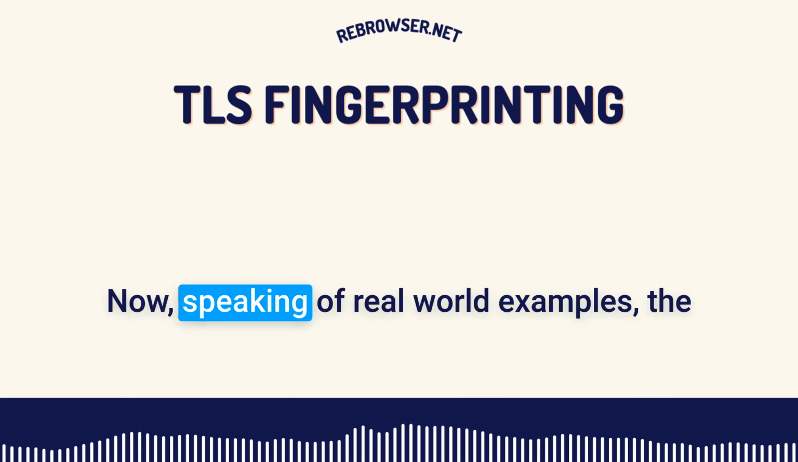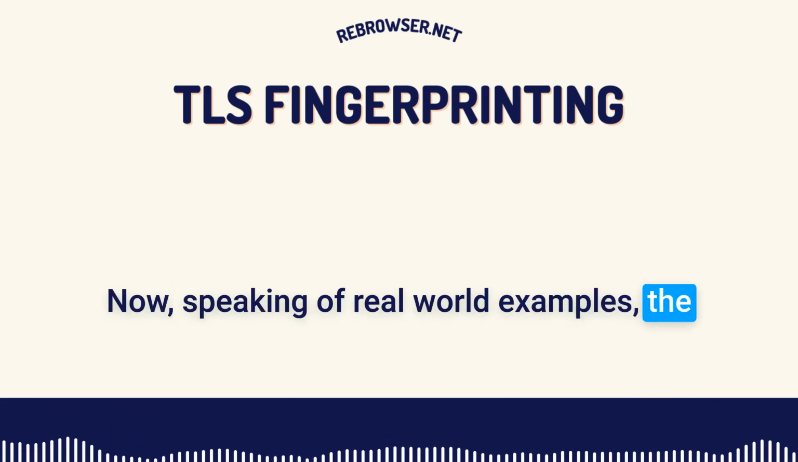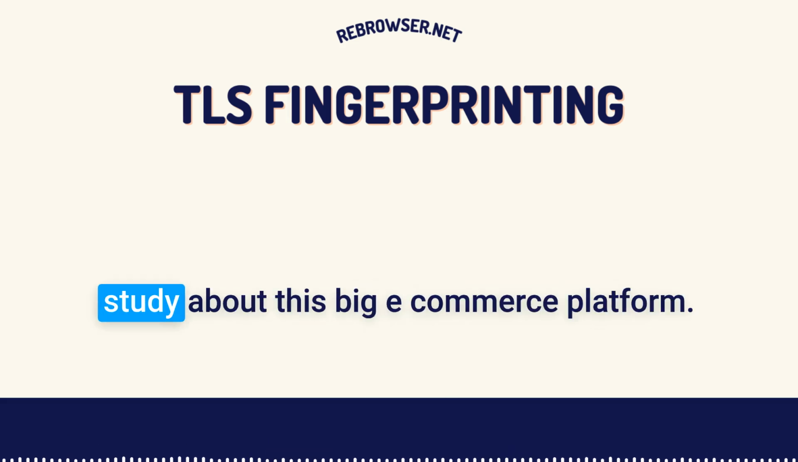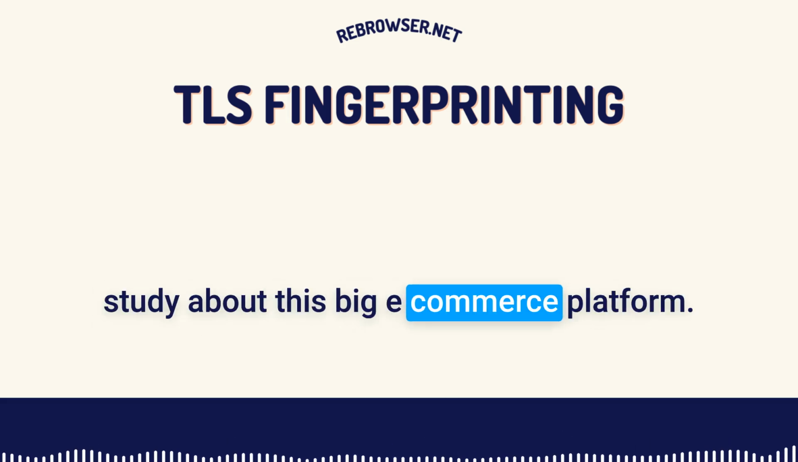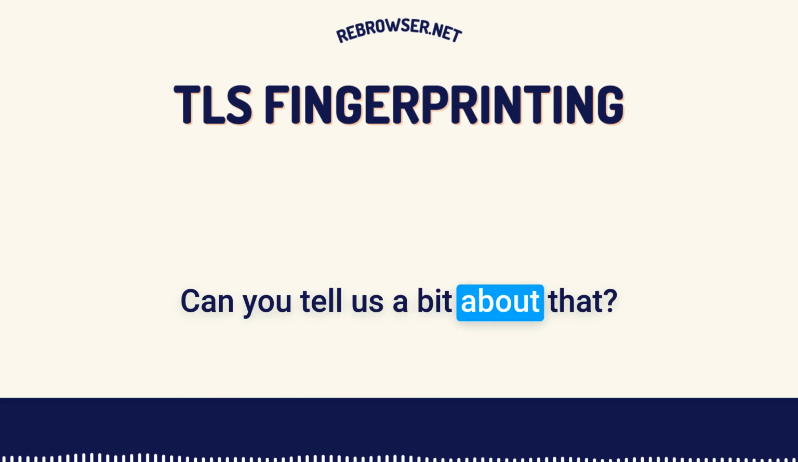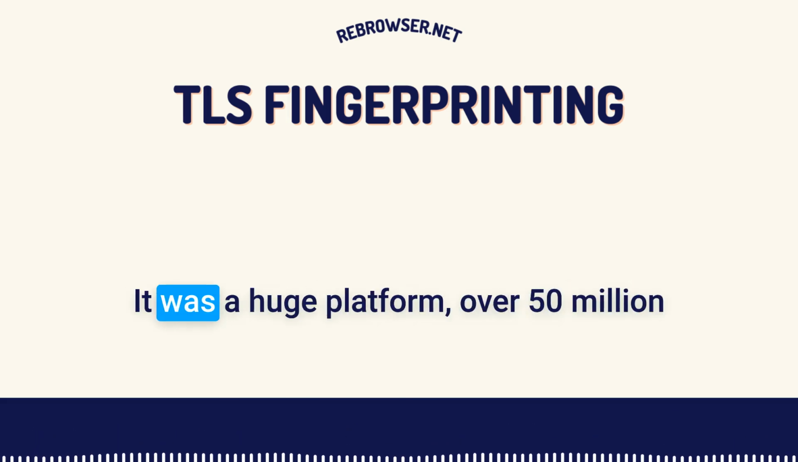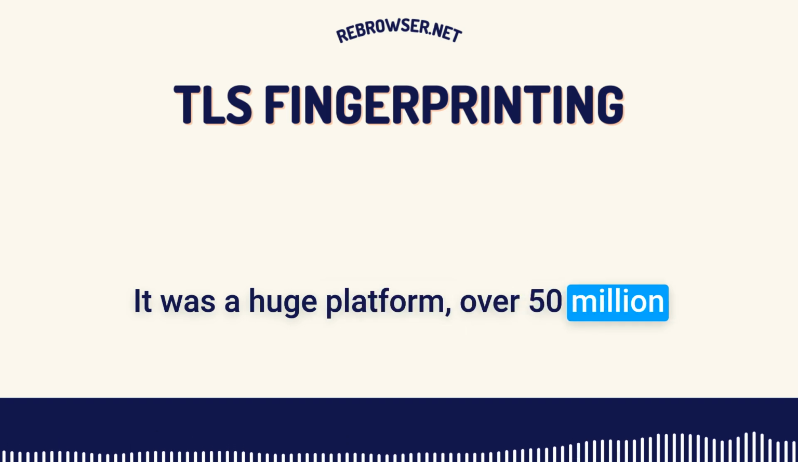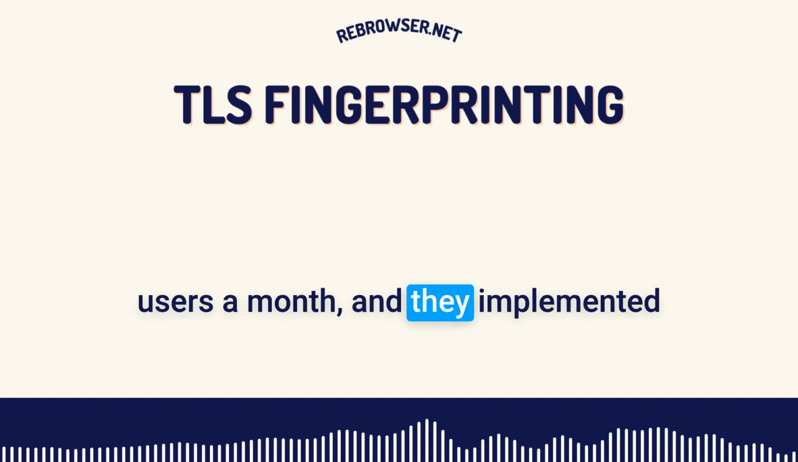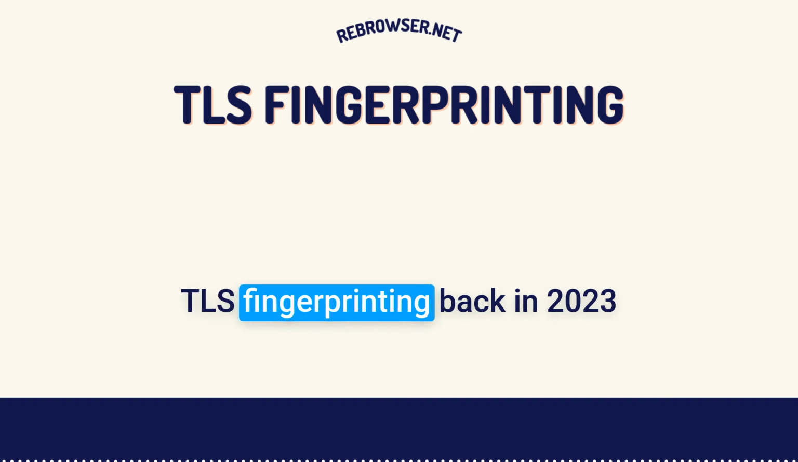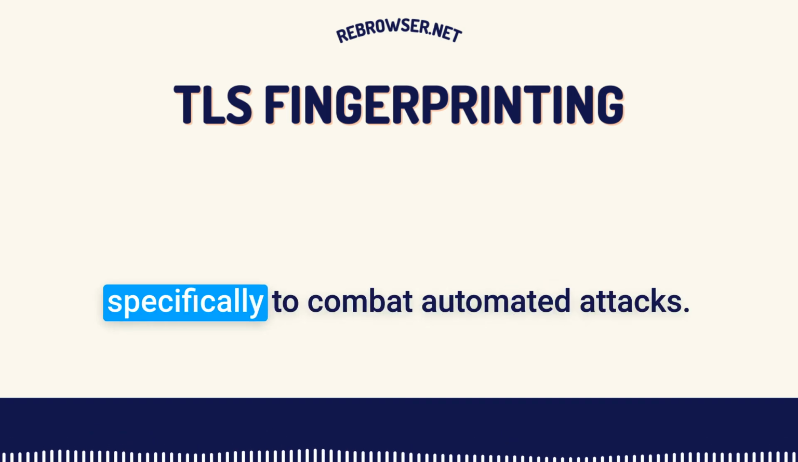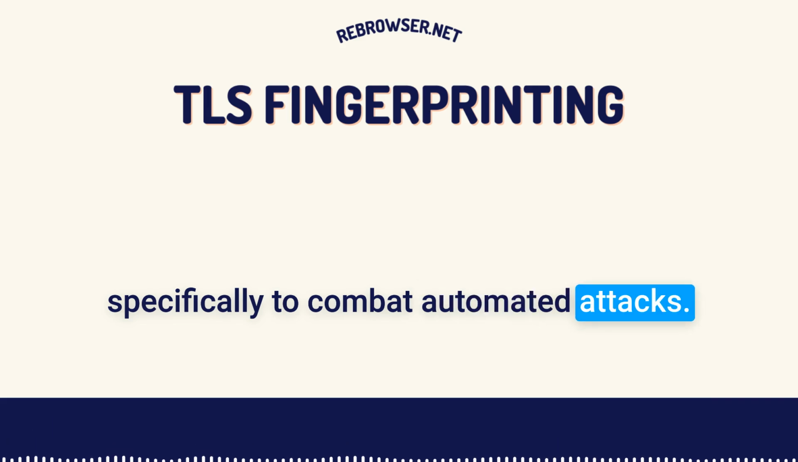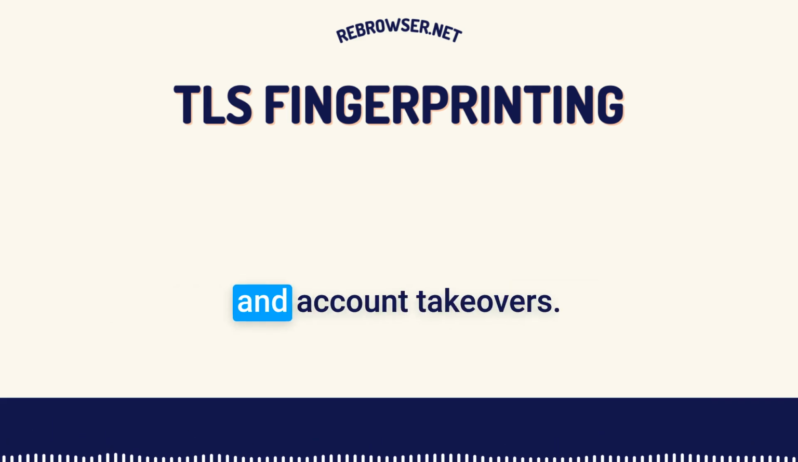Exactly. Now, speaking of real-world examples, the guide mentions a really interesting case study about this big e-commerce platform. Can you tell us a bit about that? Yeah, this was a fascinating one. It was a huge platform, over 50 million users a month, and they implemented TLS fingerprinting back in 2023 specifically to combat automated attacks, things like credit card testing and account takeovers.